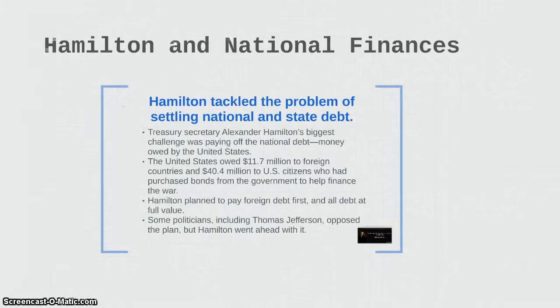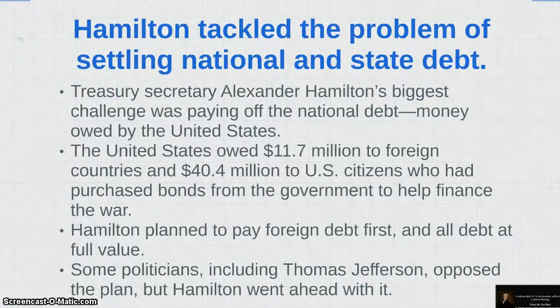So let's go ahead and get started talking about Hamilton, his ideas on tackling the national and state debt. As we know, Hamilton was a member of Washington's cabinet, and in particular, he's in charge of the Treasury. His biggest challenge was paying off the national debt. And in Hamilton's mind, the national debt wasn't just the debt owed by the federal government, it was the debt owed by the states after the Revolutionary War.